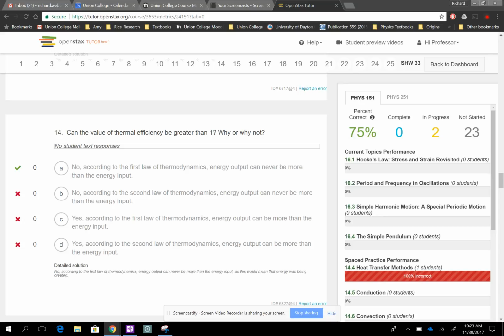According to the first law of thermodynamics, energy output can never be more than the energy input. That would work since the first law is conservation of energy. No, according to the second law, energy output can never, no, not the second law. Yes, according to the first law, energy output can be more than, well, that's clearly wrong.